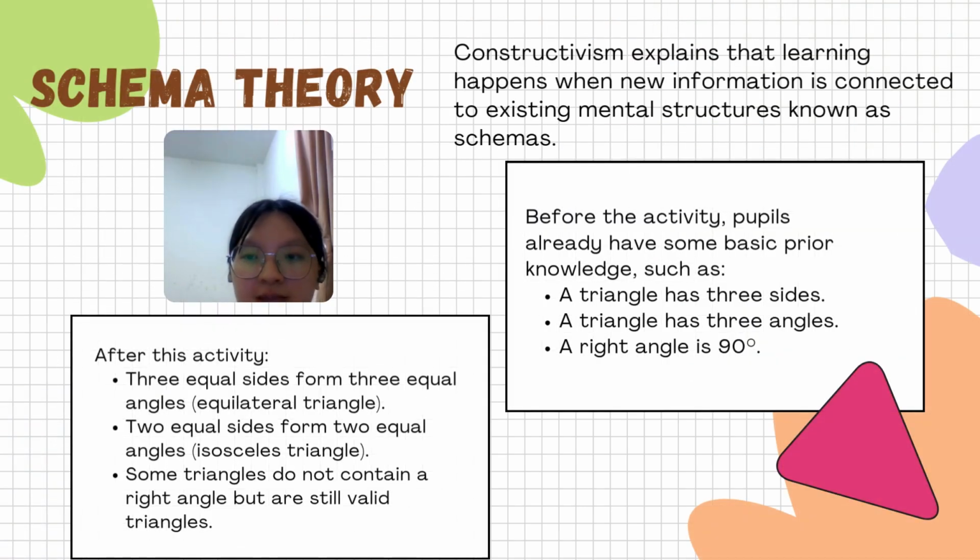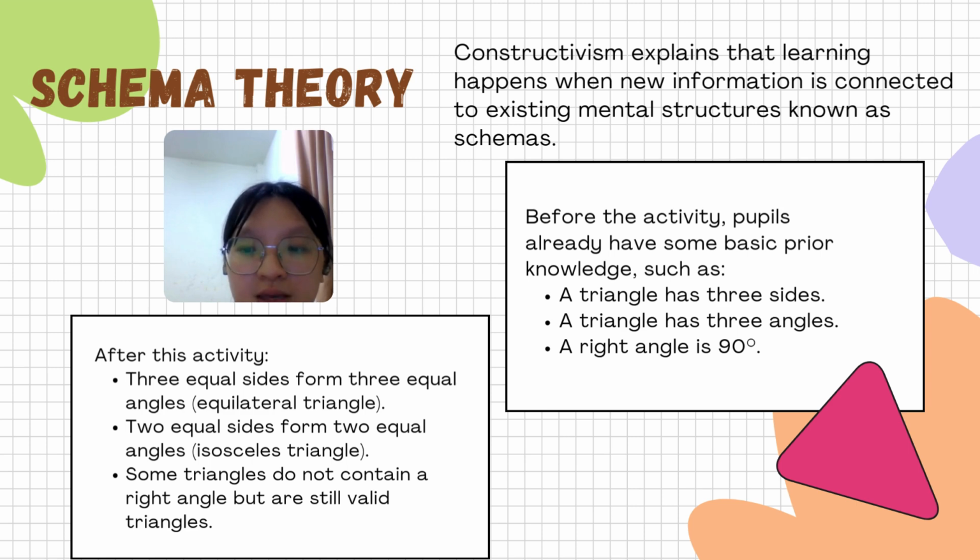Next, I want to explain how schema theory works in our stick triangle investigation activity. Before students start the activity, they already have some basic knowledge about triangles. For example, they know that a triangle has three sides. They also know that a triangle has three angles and that a right angle is 90 degrees. These are their existing schemas, the mental structures they already have about triangles.